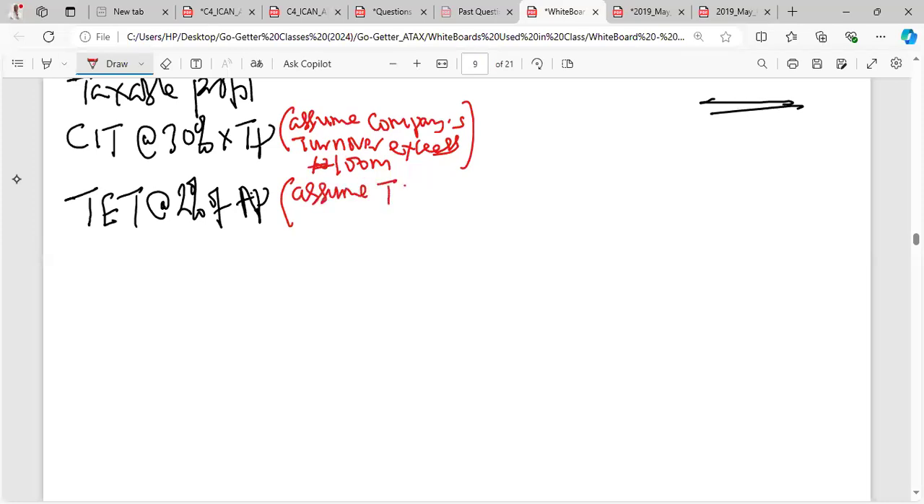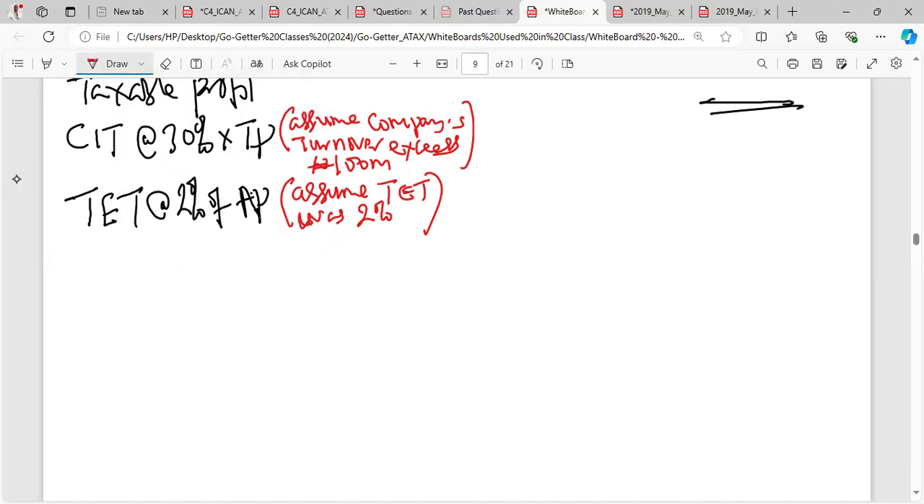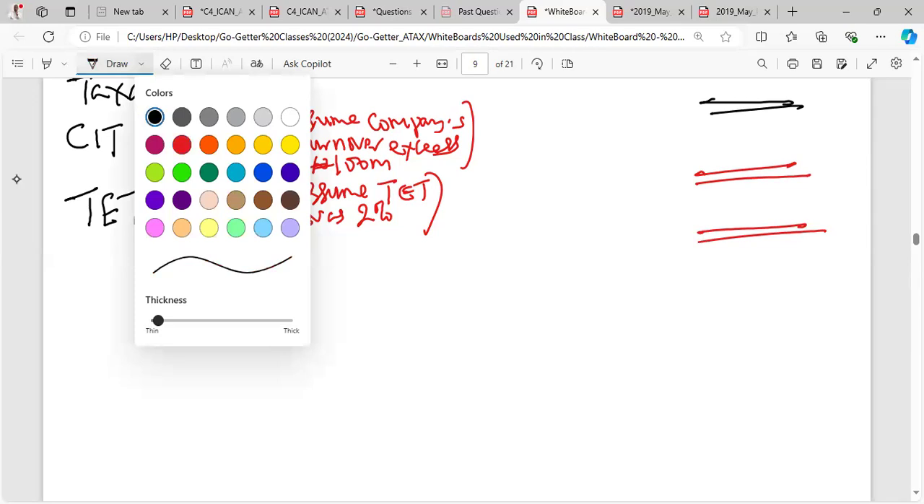I will put my assumption here. Assume TET was 2%. Of course, if they change the dates of the question to suit modern time, you will no longer be using 2%, you'll be using 2.5. But as at the time this question was solved, the prevailing rate was 2%. So you would have calculated this and this. So that's your tax for that year.